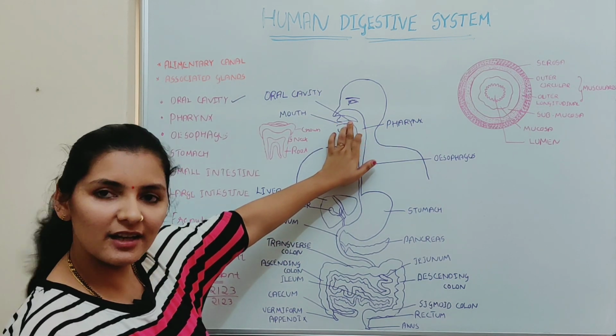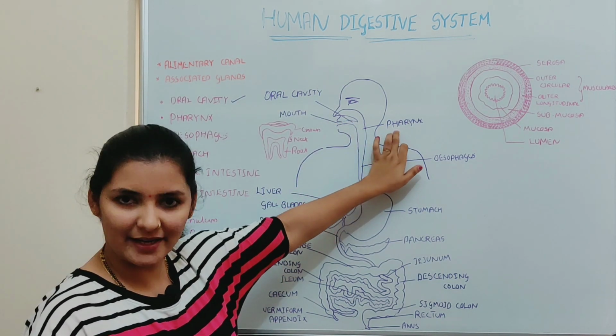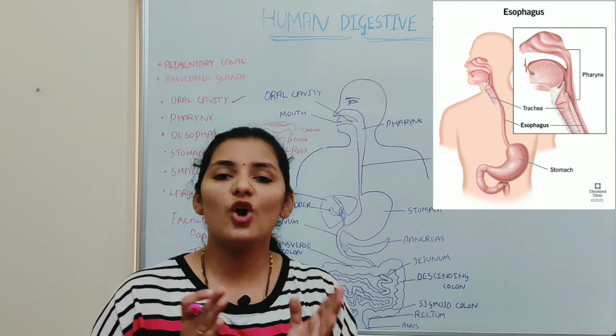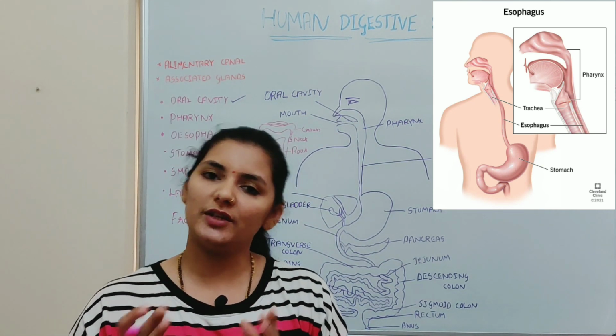Oral cavity or buccal cavity leads to the pharynx. Pharynx serves as a common passageway for both food and air.